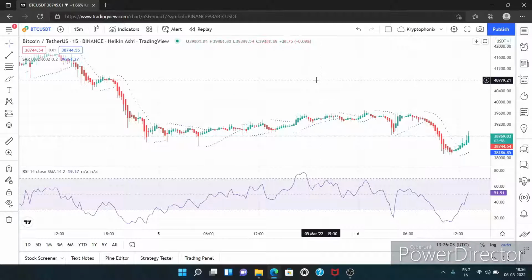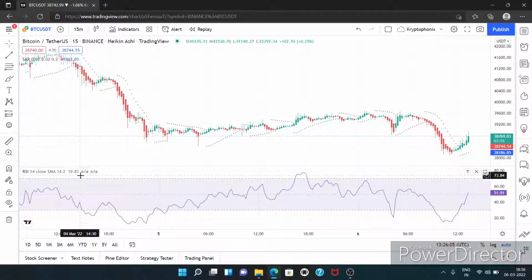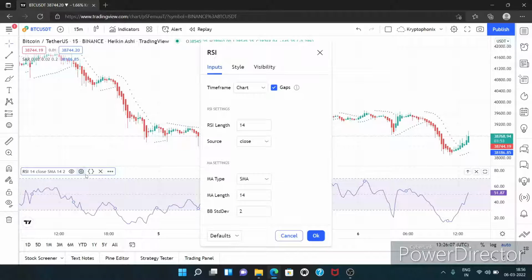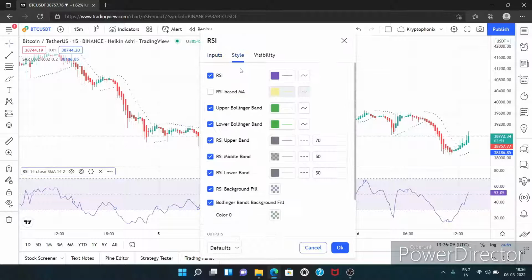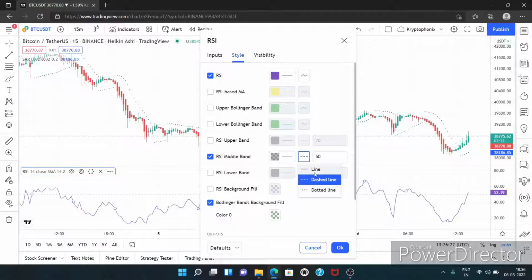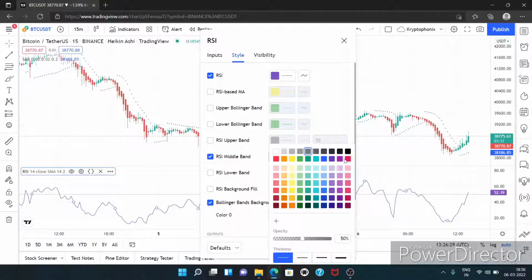We'll go to RSI settings. We will be removing the upper band and lower band of the Bollingers. Then the RSI upper band will be removed, RSI lower band will be removed, RSI background fill will be removed. Over here in the RSI middle band, first of all, we'll select proper lines and increase the thickness. So now we are done.